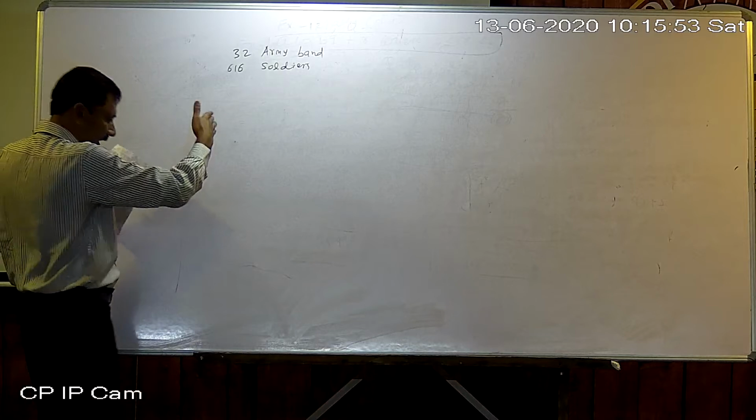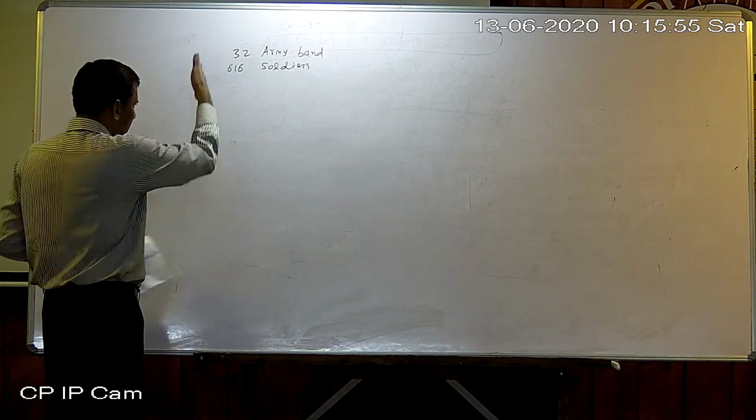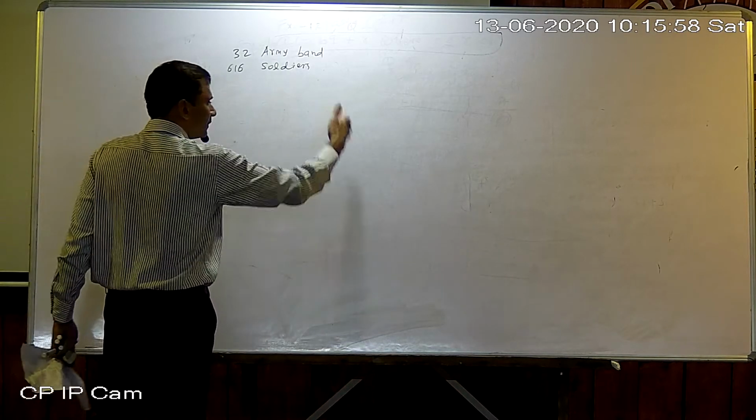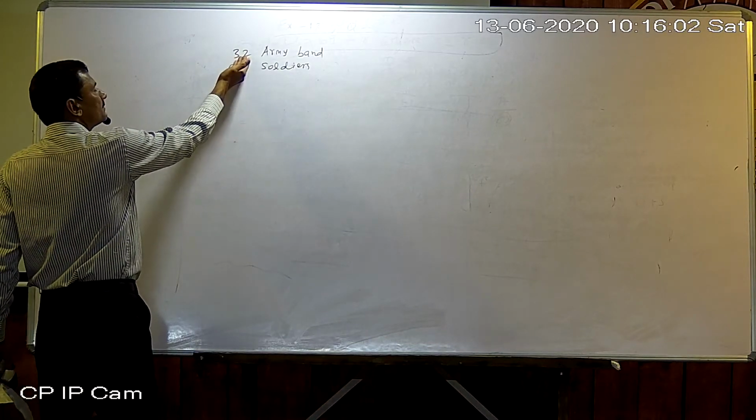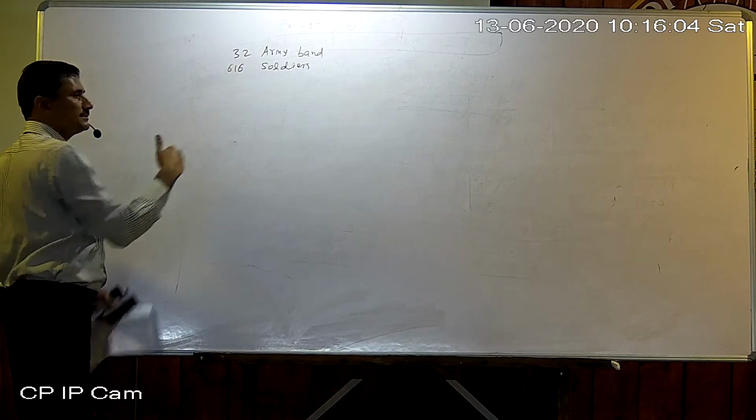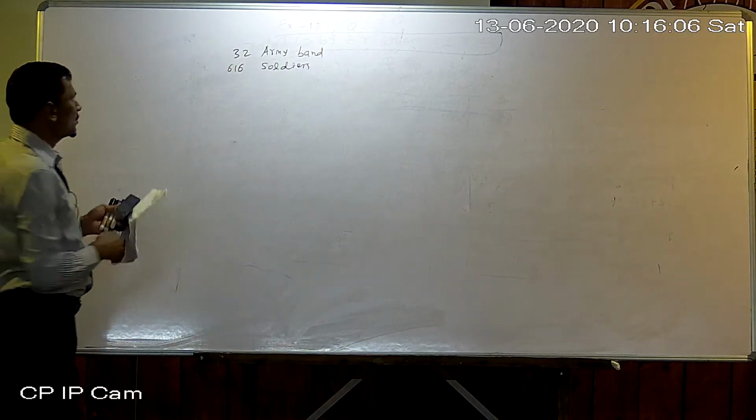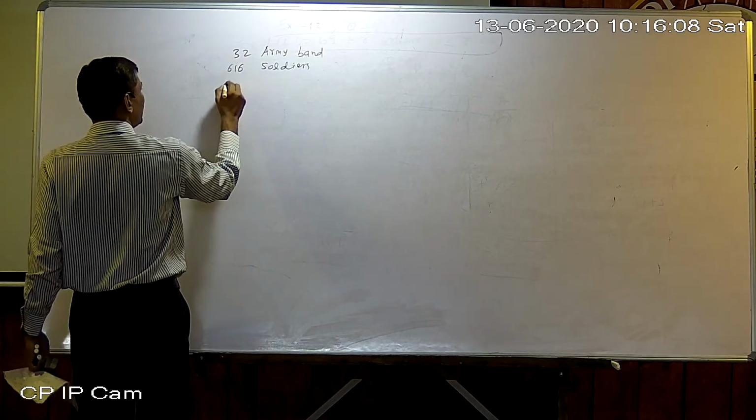Okay, suppose in 8 columns. Column means, you know, these are called columns, and these are called rows. So there are many rows. Some rows are from the army band and some rows from soldiers. So we have to find the HCF here.